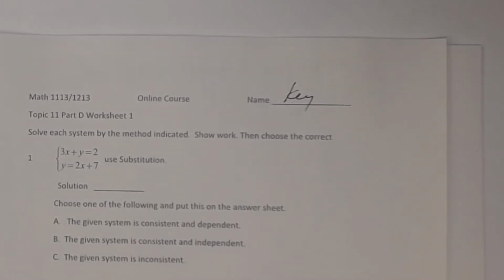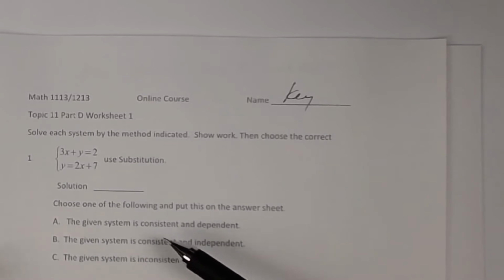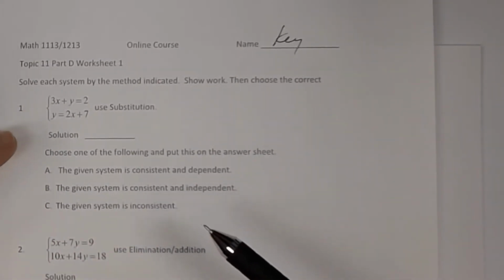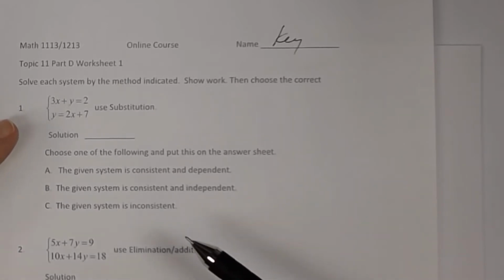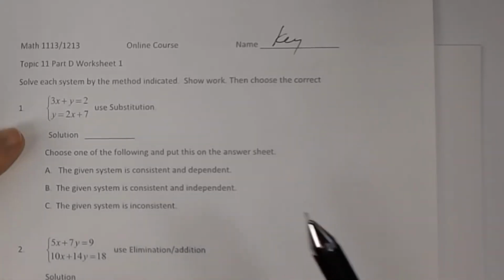This is a key to topic 11, part D worksheet, and you're still working on solving systems, but you want to determine also whether in each of these the system is consistent, dependent, independent, or inconsistent. All right, so you have these that you got to determine as well. So let's look at number one.